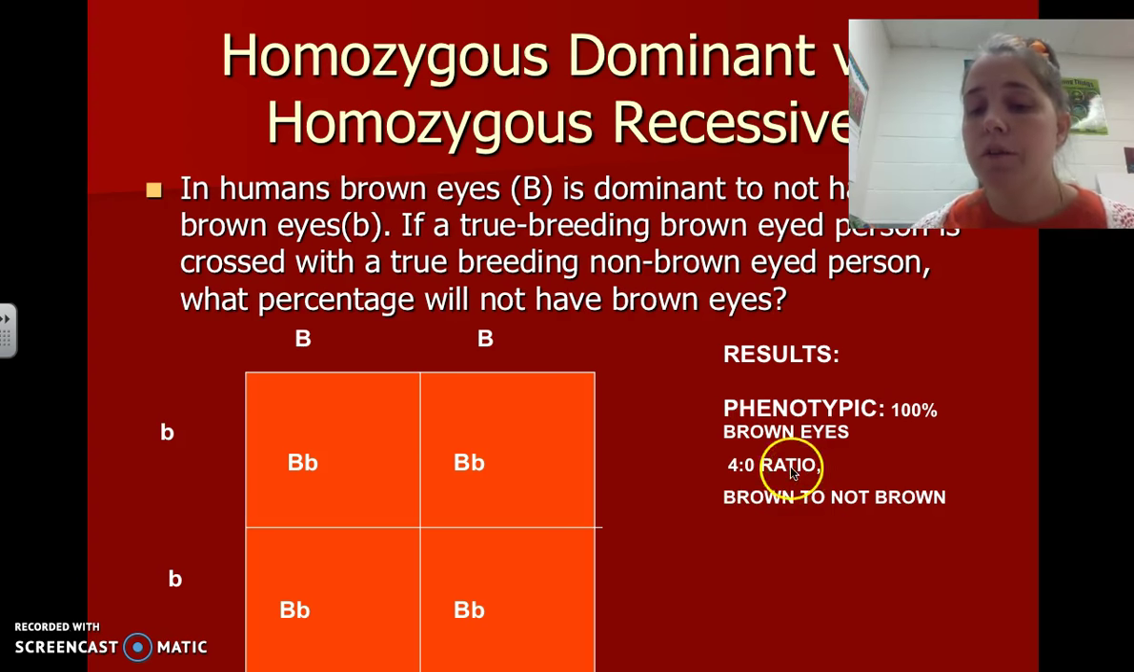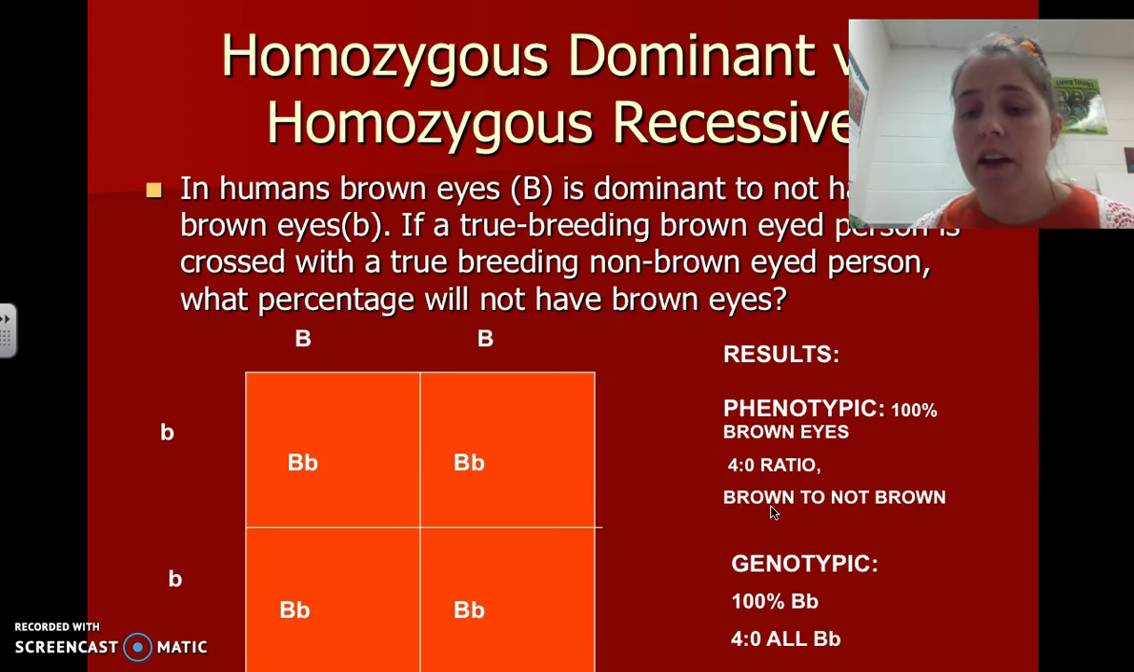Now the ratio would be 4 to 0. That means you just look and say, if I say brown eyes to not brown eyes, how many brown eyes are there? There are 4. How many not brown eyes are there? There are 0, so 4 to 0. If you do genotypic, well, they're all the same genes, right? So there's no other combination, so it's 100% big B, little b, and 4 to 0 because there's no other options, big B, little b.